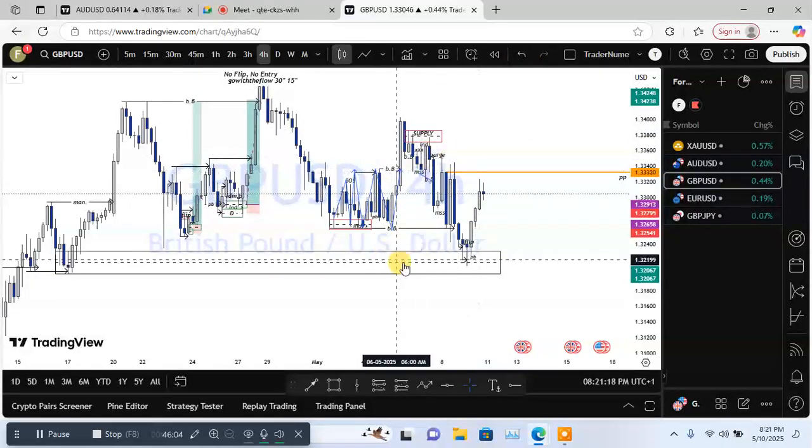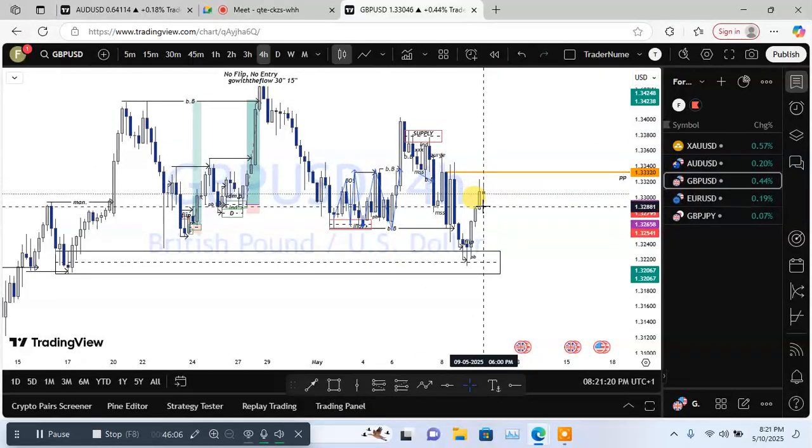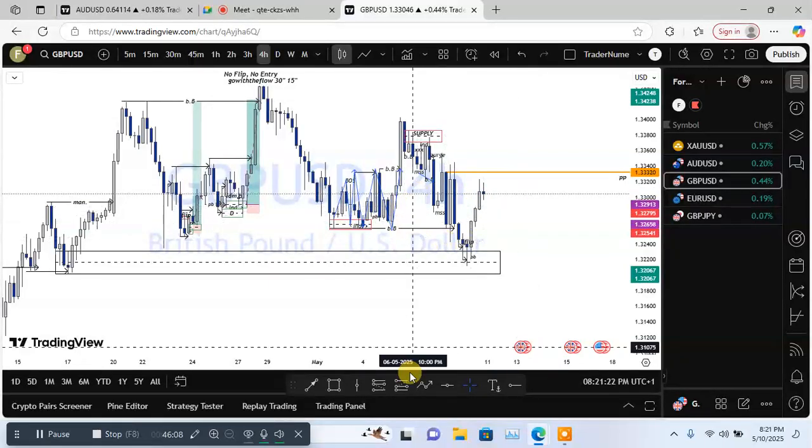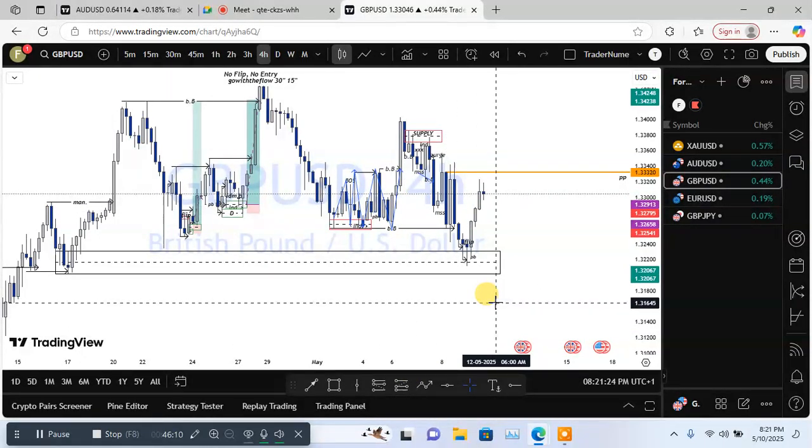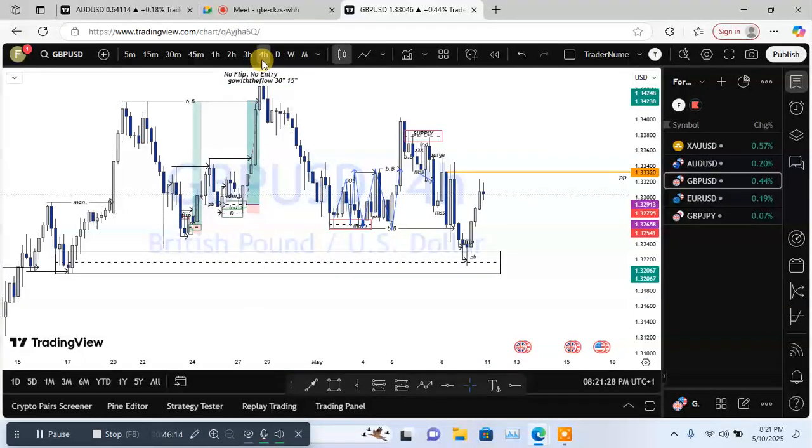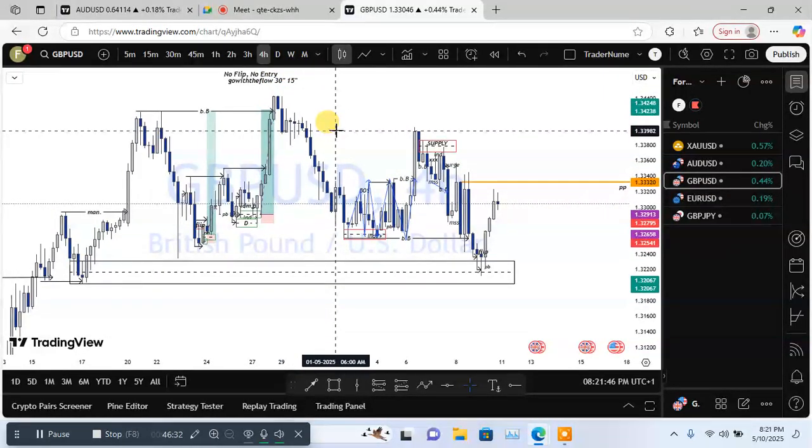If price did not respect it and you do not understand what happened there, you can come and ask me. Okay, price did not respect that zone, what happened? Then I'll explain to you why price did not respect that zone on your 4 hours time frame. If you see my slogan here, I said no flip, no entry. Go with the flow, 30 minutes to 15 minutes. That is where I take my trade. After I've done my 4 hours analysis, I go to 30 minutes and 15 minutes and I take my trade.